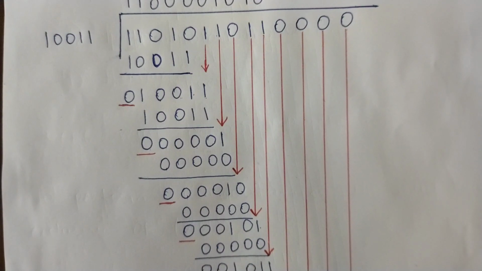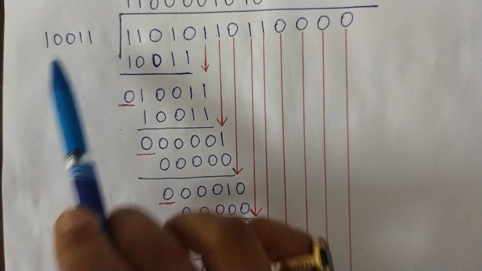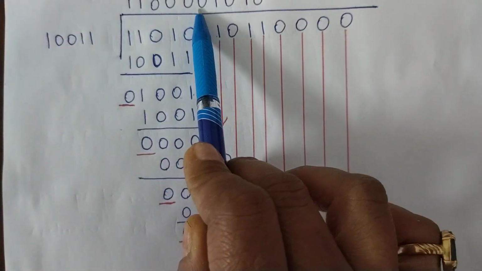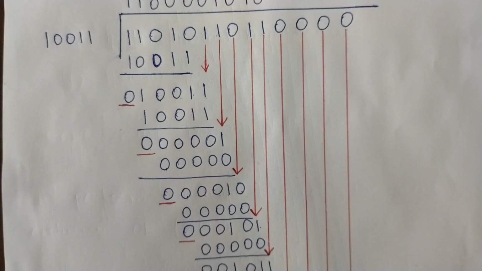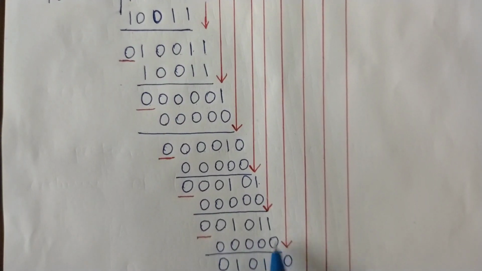Now again if I look at the MSB, it is 0. So that means I multiply my divisor by 0. So again I get 5 zeros here. Now 1 and 0 gives me a 1, 1 and 0 gives me a 1, 0 and 0 gives me a 0, 1 and 0 gives me a 1 and 0 and 0 gives me a 0. Again I discard this bit and I bring this 0 bit down.